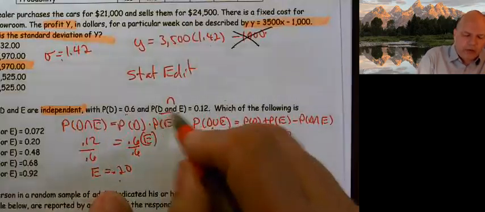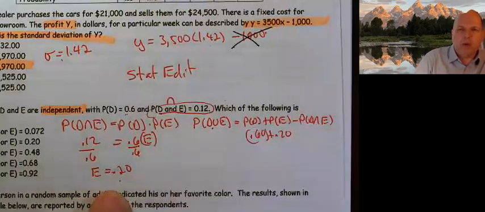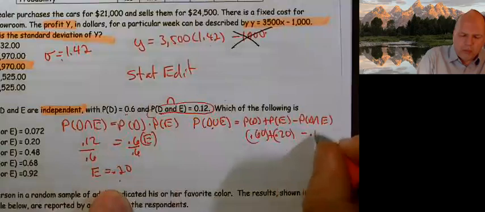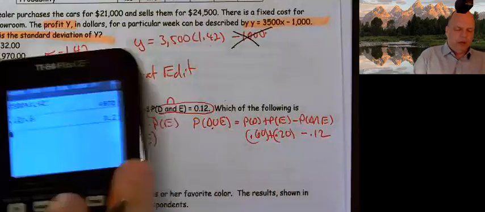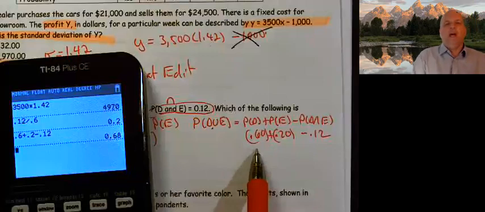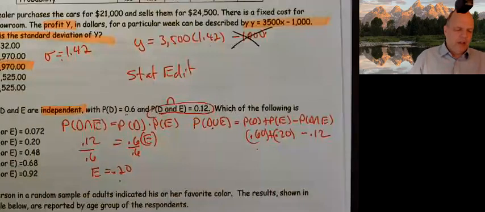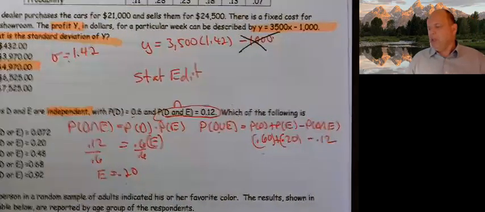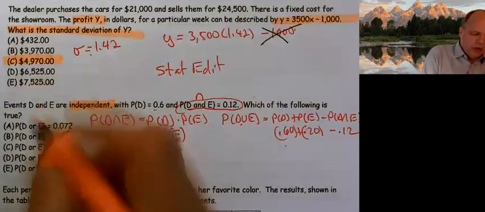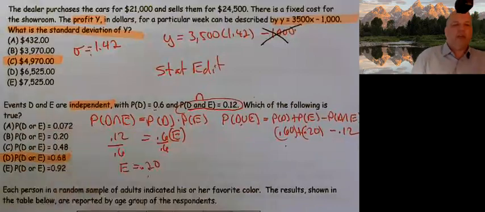They gave us our intersection, and they told us our intersection was 0.12. So I should be able to go at this point, 0.6 plus 0.2 minus 0.12. And when I do that, I end up getting 0.68. So the probability of D or E is 0.68.